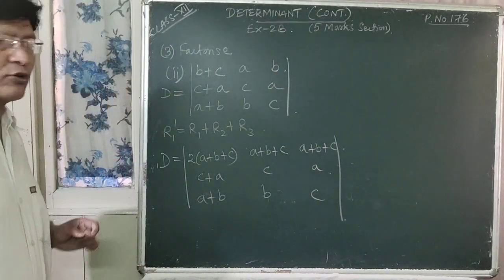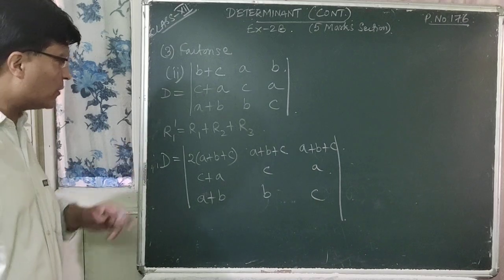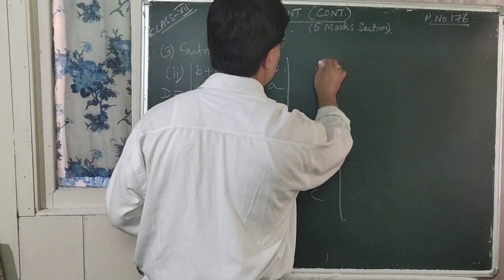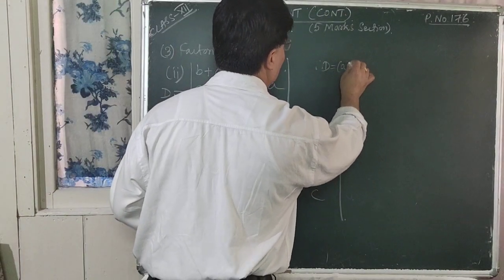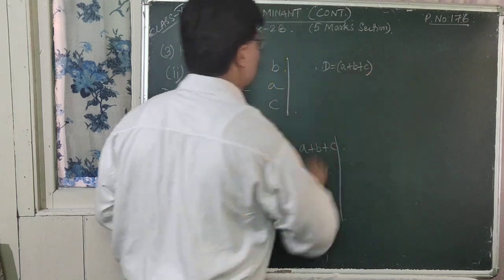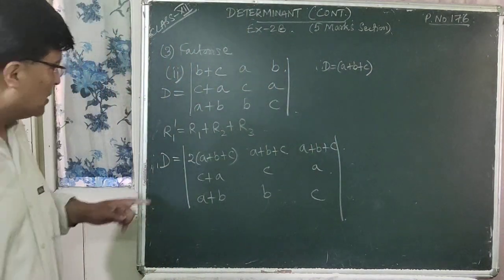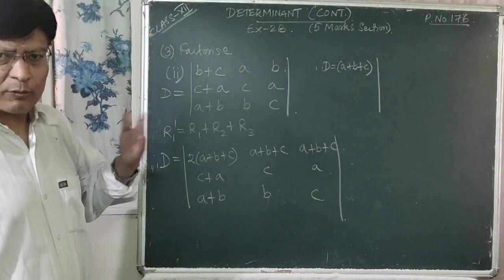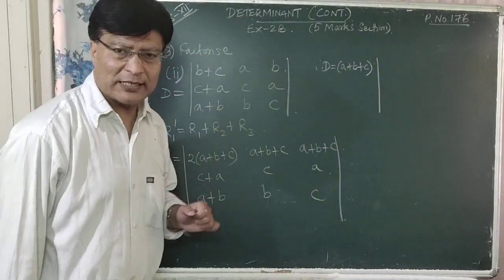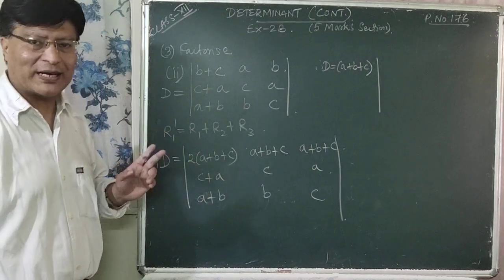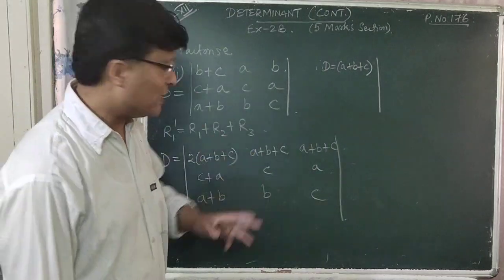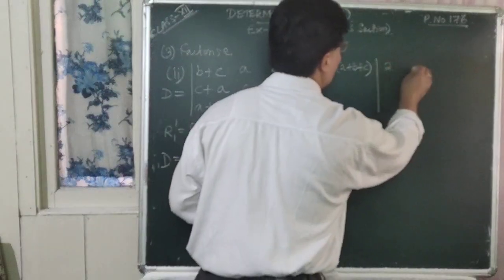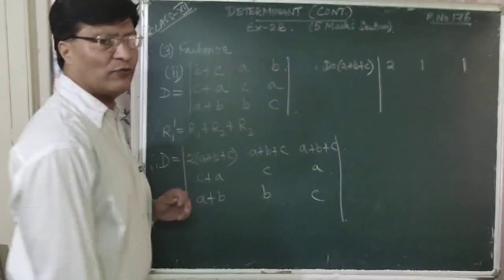Now you can take common here. So what is common from the first row? That is A plus B plus C. That is D is equal to A plus B plus C is taken common, right? So what is the new first column now? Now row 1 is changing here. What is the new row 1 now? Here row 1 is changing, isn't it? So here A plus B plus C is taken common. So it is 2, 1, 1.